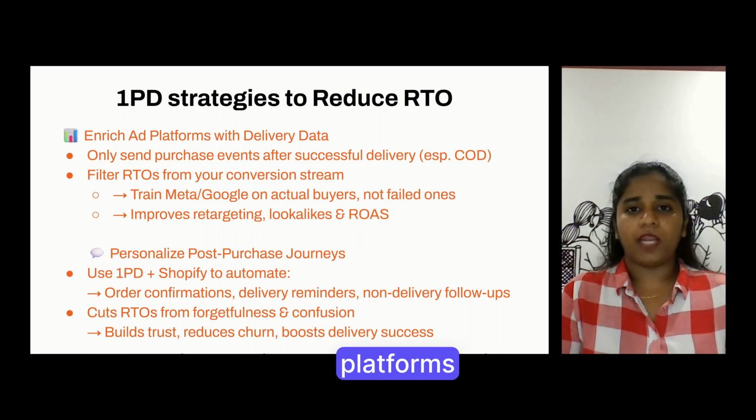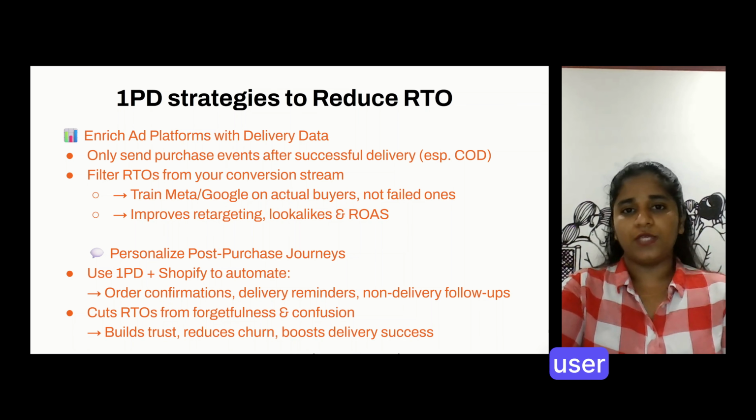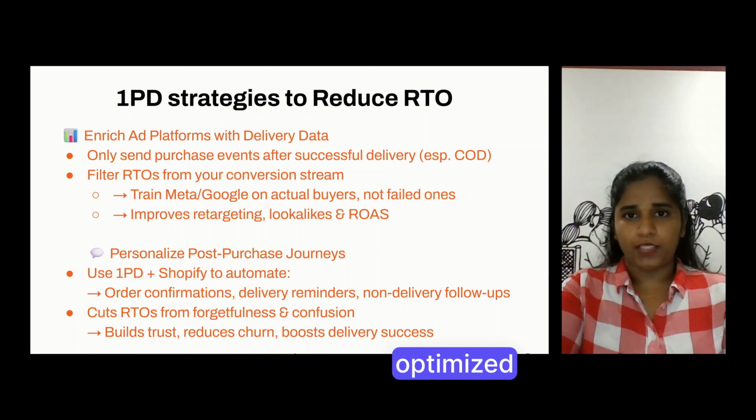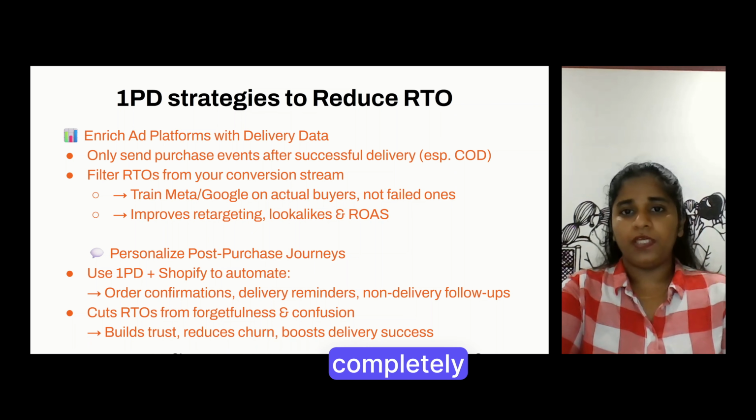Fifth, enrich ad platforms with delivery status data. Here's where things go wrong often. You send the purchase event to Meta or Google, but the order never gets delivered. That sends false signals to the ad platforms. The algorithm thinks that the user converted when in fact it was an RTO. So, what happens? Your campaign gets optimized for non buyers. Fix this by only sending the purchase event post successful delivery, especially for COD orders. Better yet, filter out RTOs completely from your purchase event stream. Now, your targeting, lookalikes, and performance audiences are all trained on real conversion, not noise.